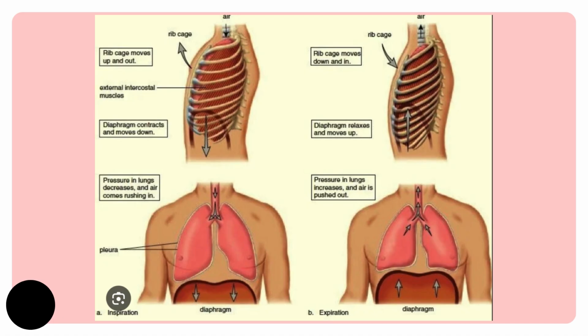You can see the pleura between the visceral and the parietal. And over here, there's another picture when the air is going out, when we exhale. The rib cage, as you can see, closes down. The rib cage moves down and in. The diaphragm relaxes, going back to its position up, closer to the lungs. And the pressure in the lungs increases, and the air is pushed out to your upper airway through your mouth.